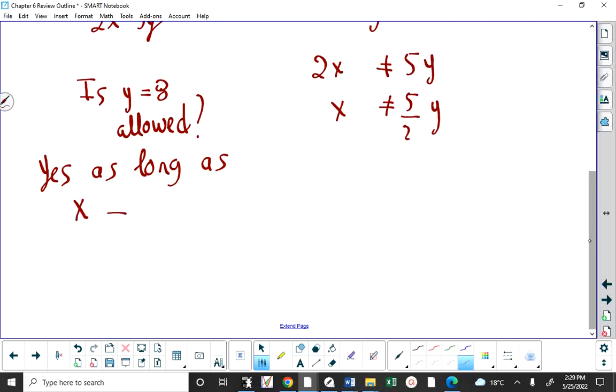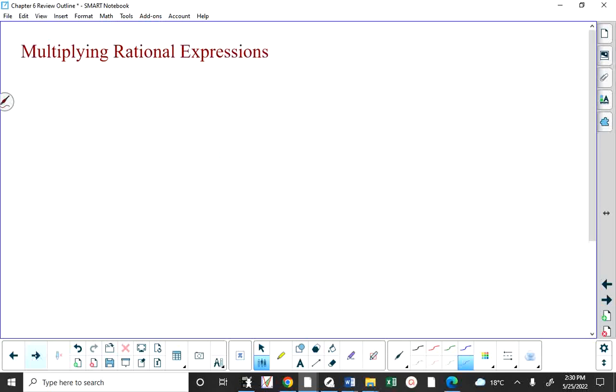as x is not equal to 5/2 times 8. As long as x is not equal to 20. Is x ever allowed to be 20? Sure, as long as y is not 8. So there's an infinite number of non-permissible values, but they happen in pairs. For every x coordinate, there's a y coordinate that's not allowed to exist, which means that x coordinate is also not permissible. All right, we're into the middle of the race where we can pick up the speed.